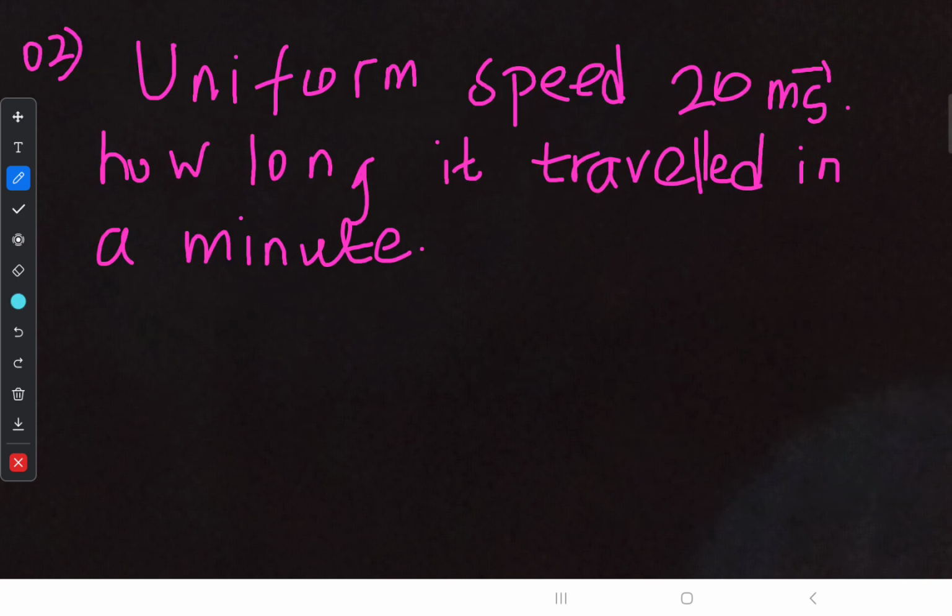Okay, let's see this question. Uniform speed 20 meters per second. How long did it travel in a minute? Okay, uniform speed was given. Time is also a minute. Okay, time is also given. We have to find the distance.